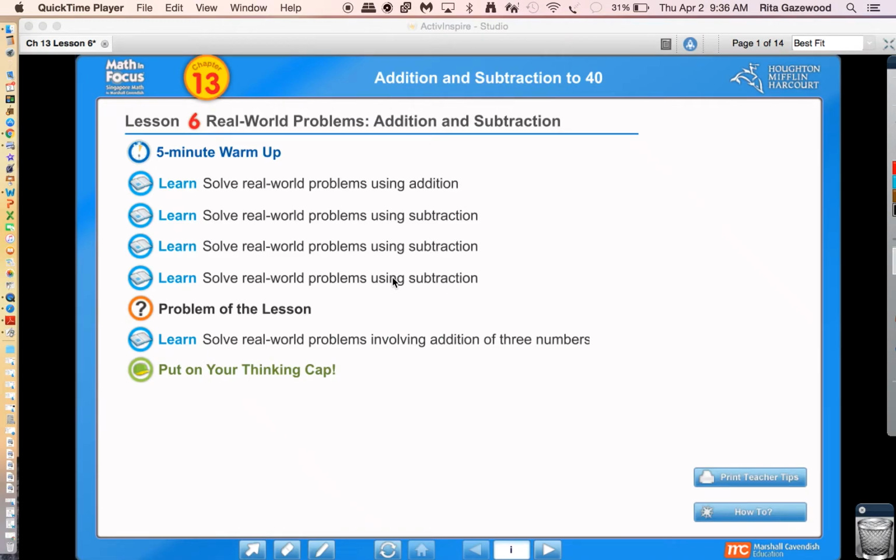Today's lesson is Chapter 13, Lesson 6, Real World Problems, Addition and Subtraction. We'll begin with a warm-up, then we will learn to solve real-world problems using addition, then solve real-world problems using subtraction. We'll move into the problem of the lesson, and then solve real-world problems involving addition of three numbers. And we'll conclude by doing a put on your thinking cap activity.